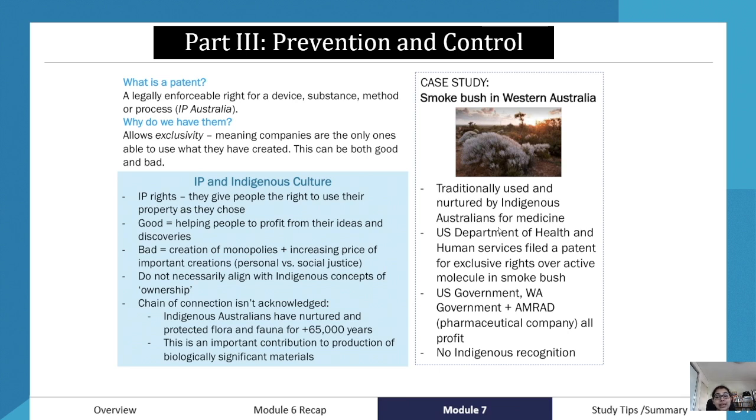And so IP and Indigenous culture, how does that play into bush medicine and Indigenous medicine, as we've talked about? IP rights give people the right to use their property as they choose. The good thing here is that it's helping people to profit from the idea. So if someone else uses your idea, they have to pay you for it. The bad is that it leads to the creation of monopolies and increasing prices of important creations. This happens a lot in the pharmaceutical industry, where they patent specific drugs and antivirals, and they make money from that patent because no one else can produce those popular drugs.